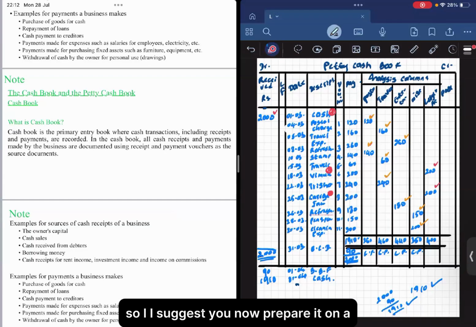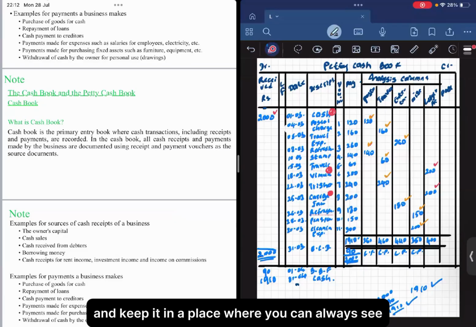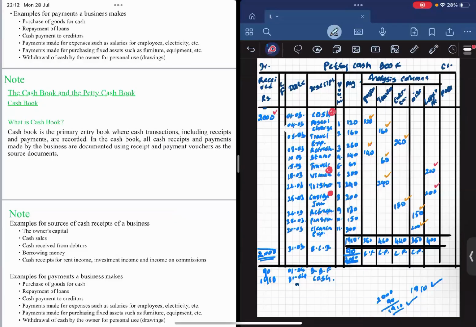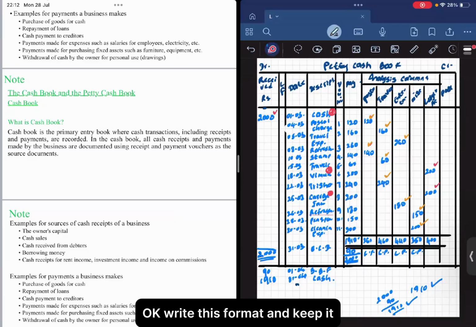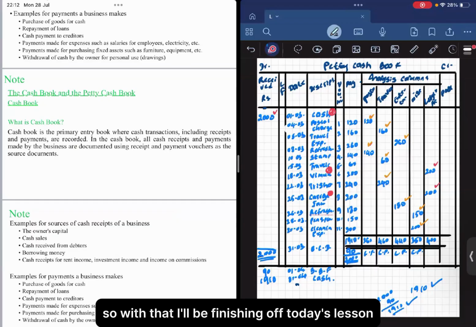The important thing is that the petty cash book comes in a different structure. So I suggest you now prepare it on an A4 paper. Write this format and keep it in a place where you can always see it, so you will see it again and again and you can then remember the format. So with that, I'll be finishing off today's lesson.